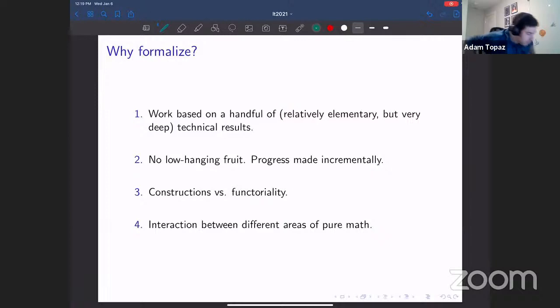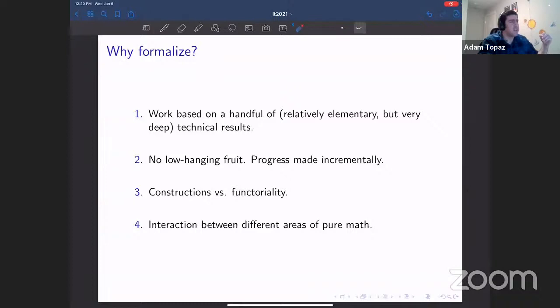So I've listed a few reasons here. Let me just explain what I mean. Number one here says that some of the more recent work in anabelian geometry depends on relatively elementary, but fairly technical results. I'll show you an example of such a result later today. And in some sense, you take this as a black box and you sweep it under the rug when you prove more high-level theorems in anabelian geometry. So of course, it's very good to know that the theorems that you're sweeping under the rug are actually correct.